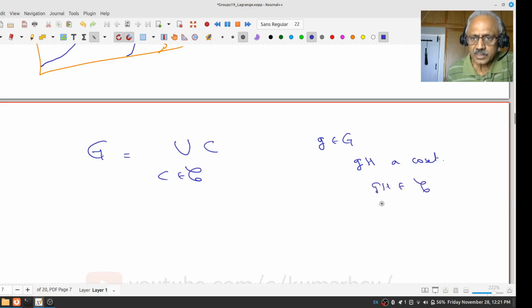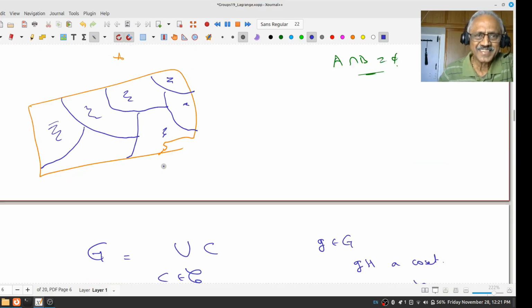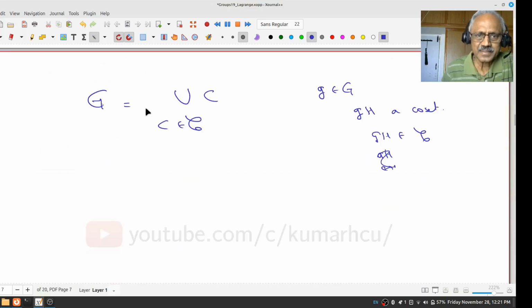See, for example, gH may go as some aH or some cH, I don't care, but they are all the same set. Do you understand that? These are the things which BSc students may have difficulty. This may be my gH, but I must have listed it as aH, but these are the same. You understand? Right. So G is this, and this is a disjoint union.